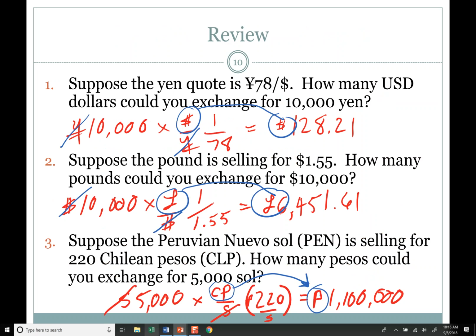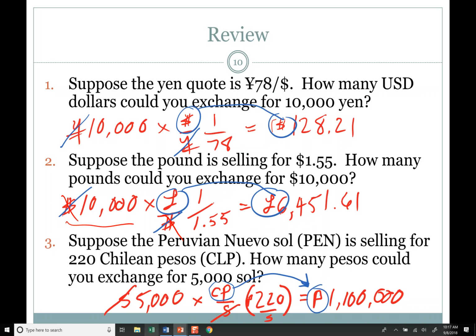So here's just more practice. How many dollars for 10,000 yen? Well, to get from yen to dollars, I need dollar over yen, so I'll multiply times 1 over 78. How many pounds is $10,000? Well, to go from dollars to pounds, I need pounds on the top and dollars on the bottom, so they cancel out. I need to flip, 1 over 55.